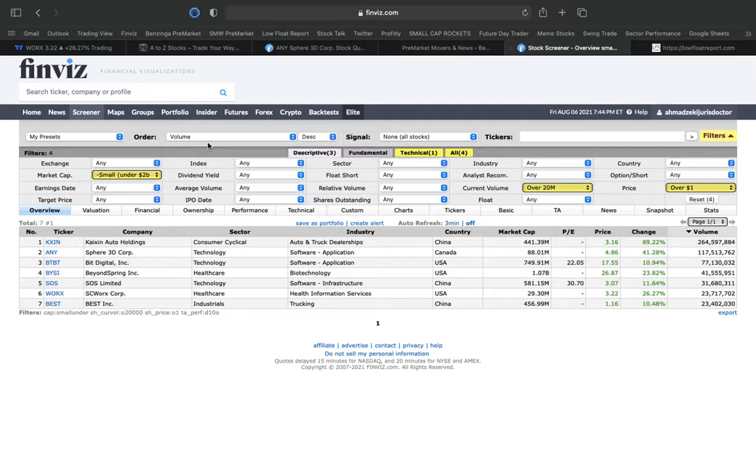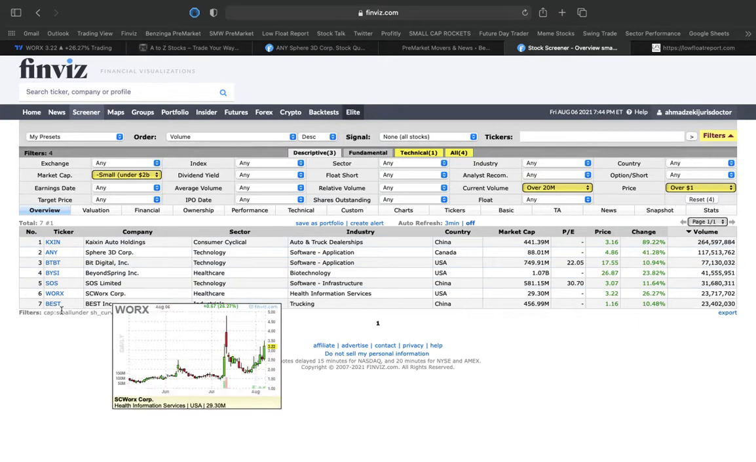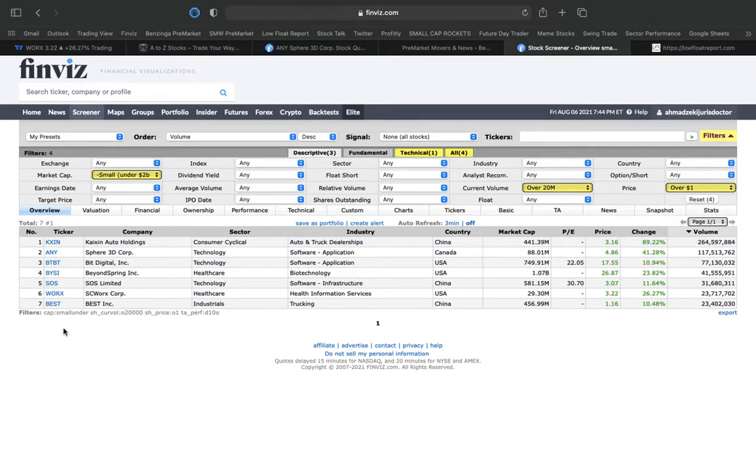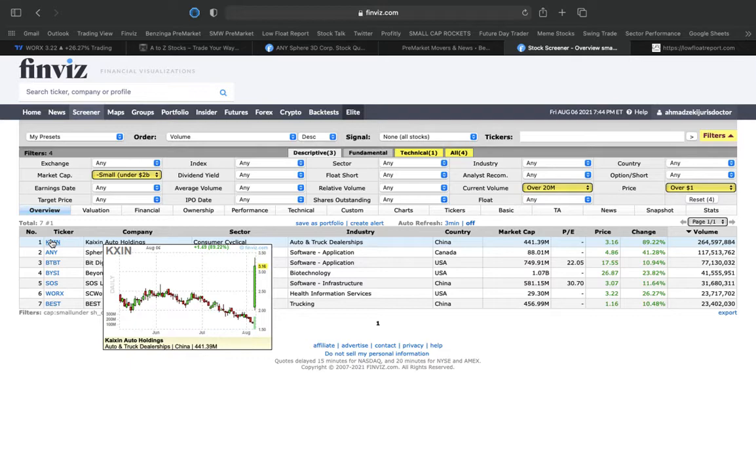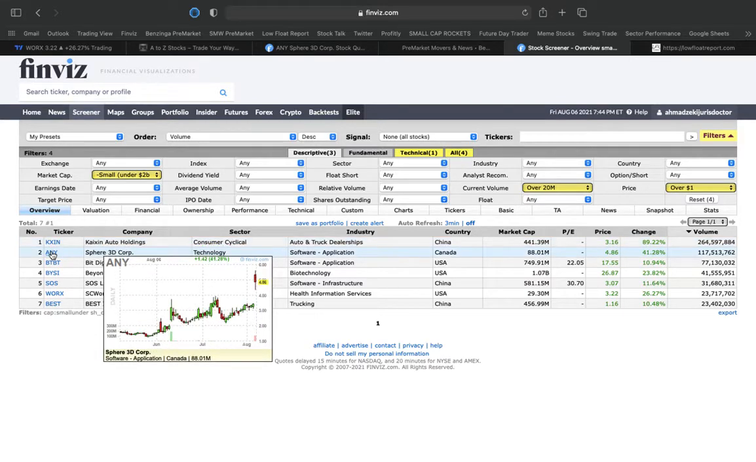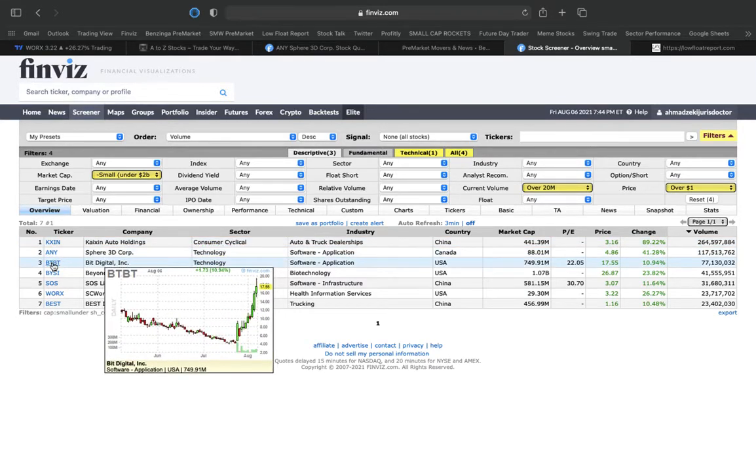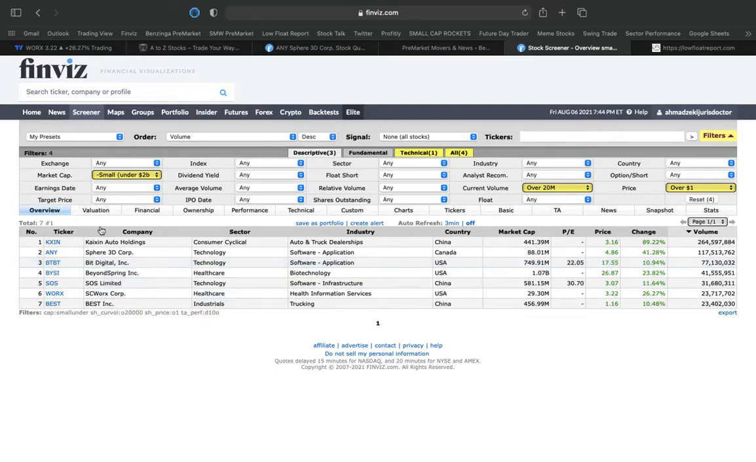Finviz does allow you to run scans, and in this case, I'm looking for low float, low market cap stocks. I like to call these the small cap rockets, for lack of a better term. Typically, when you have a low float and a low market capitalization with high volume, they tend to spike pretty well. So if you look, here's one, it looked like a rocket. Here's another one we just looked at today. BTBT looks like it's been on an upward trend. I like to run this scan to identify and narrow down some of the stocks that I might play for the day.